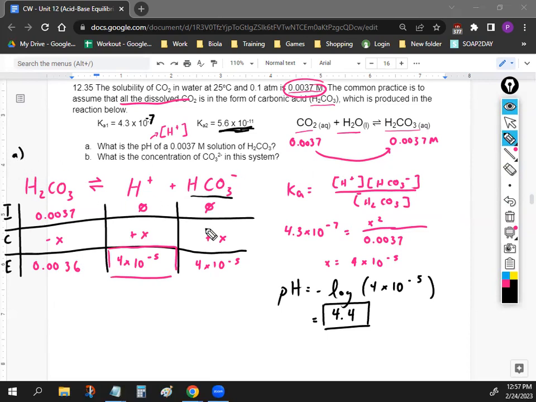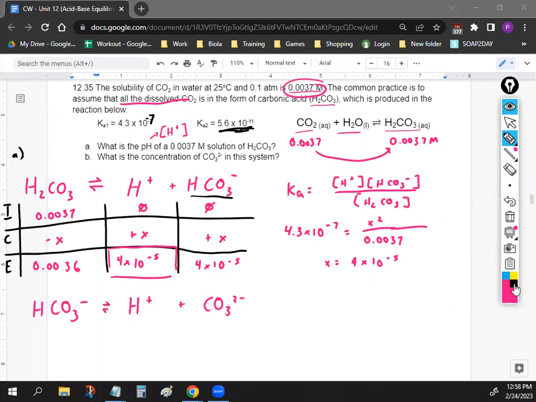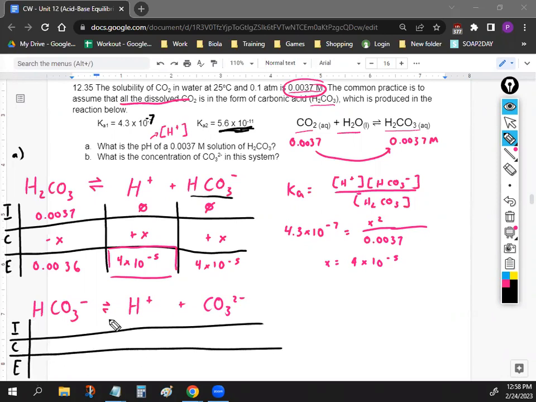For part B, it's asking us to find the concentration of CO3 2 minus. If you take a look at CO3 2 minus, you should be able to identify that it is the conjugate base of this compound right here. So you have a second ionization where HCO3 minus goes into equilibrium with H plus and CO3 2 minus. What the question is basically asking us to find is the equilibrium concentration of CO3 2 minus. So this is where we'll set up our second ICE table. And the number that we get in this box right here, I'll put a happy face.